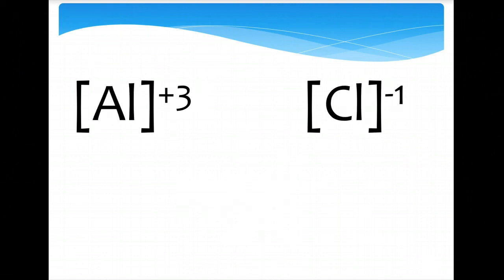Okay, so here's another example. This time I want to pause the video here and I want you to tell me what the correct formula is going to be. Remember, if we have a +3 on this side, we have to balance that with a -3 on this side. So you can use either method you want.